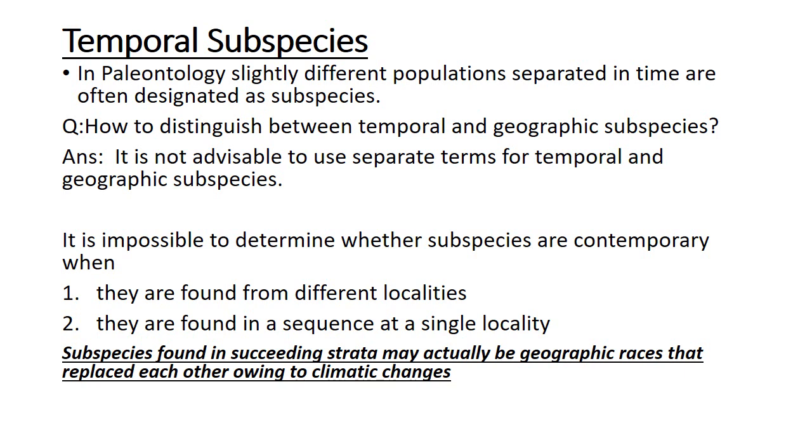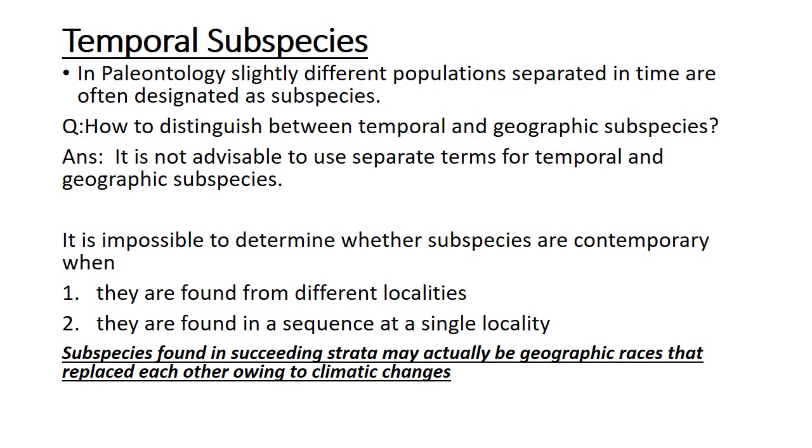Temporal subspecies is another term which is used in paleontology as well. In paleontology there are certain different populations which are separated in time and often designated as subspecies. So how can we distinguish between temporal and geographic subspecies? The answer is that it is not advisable to use separate terms for temporal and geographic subspecies, as it is impossible to determine whether the subspecies are contemporary. Contemporary means that they are of the same era, when they are found from different localities, or when they are found in a sequence at a single locality.